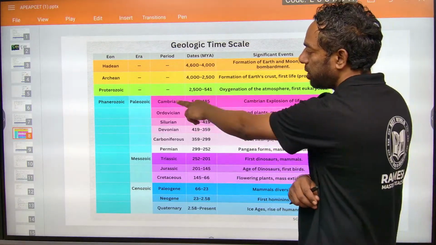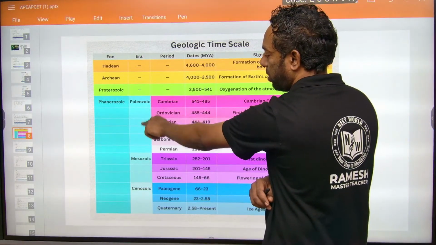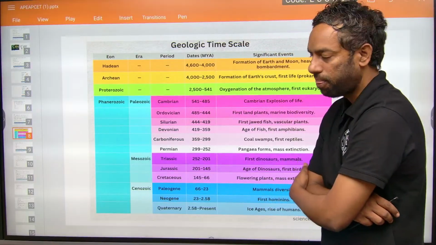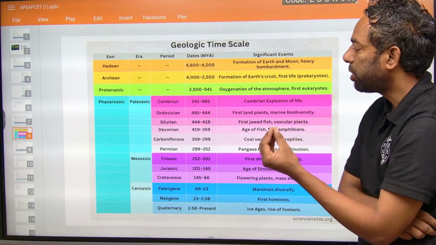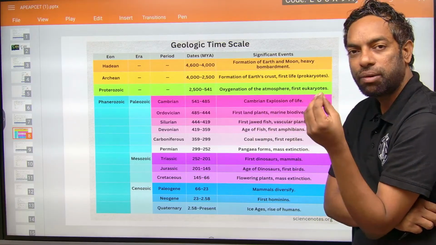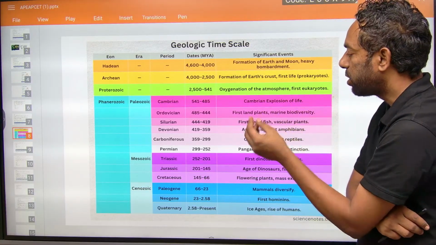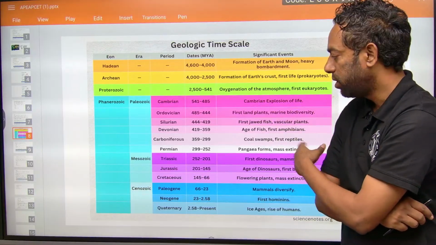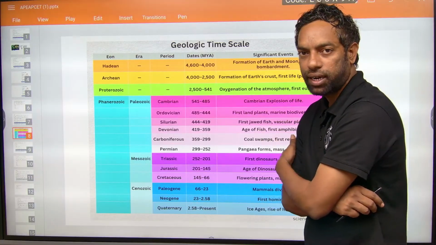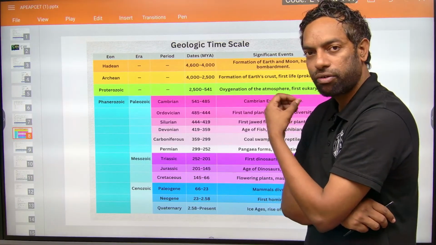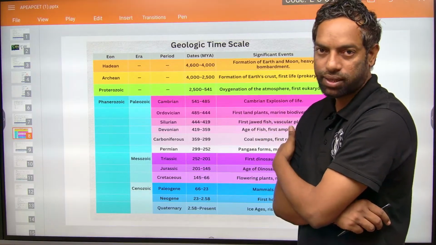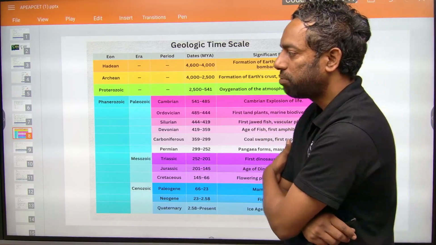This is the Paleozoic era, this is the Mesozoic era, this is the Cenozoic era. Most important: which periods come under Paleozoic, which under Mesozoic, and which under Cenozoic. This is the important geological scale. You have to take a screenshot of this, look through it quickly, and practice questions regarding this scale. This is the most important, guys.